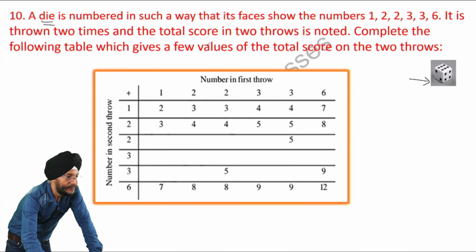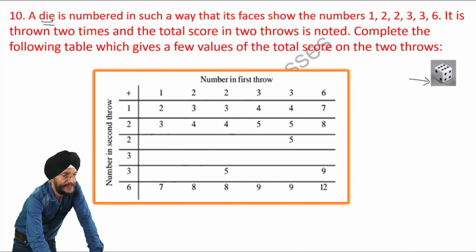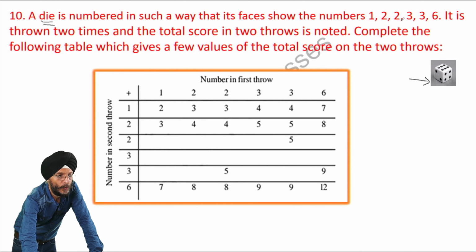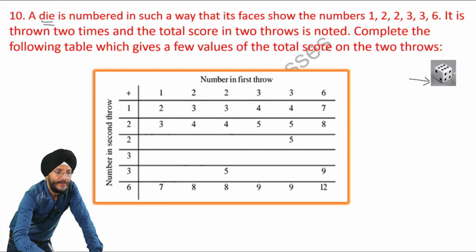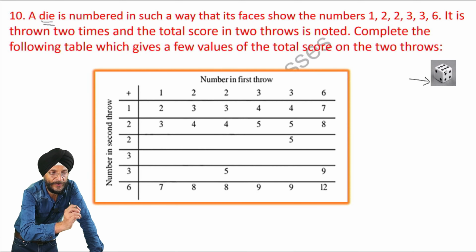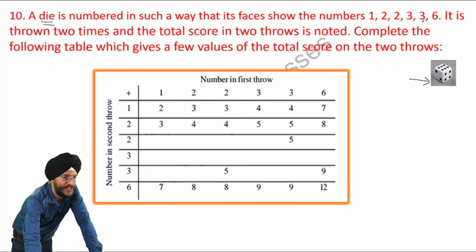So now here it is given that the die has the numbers 1, 2, 2, 3, 3, 6. Normally the dice has these types of appearances on its face which range from 1 to 6. But here in this dice, the numbers have been changed. Normally it may be written 1, 2, 3, 4, 5, 6. But here the numbers have been changed.